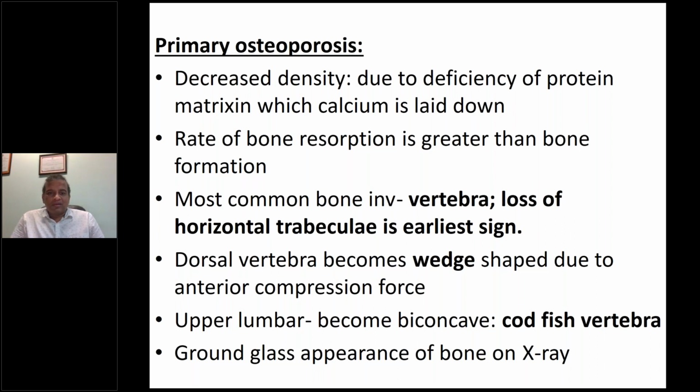In the vertebra, what we see is loss of horizontal trabeculae. That is one of the earliest signs. The dorsal vertebra becomes wedge shaped because there is a normal thoracic kyphosis. The anterior height starts decreasing, leading to anterior compression fractures. The lumbar vertebra becomes biconcave, like codfish, and there is a ground glass appearance of bone on X-rays.